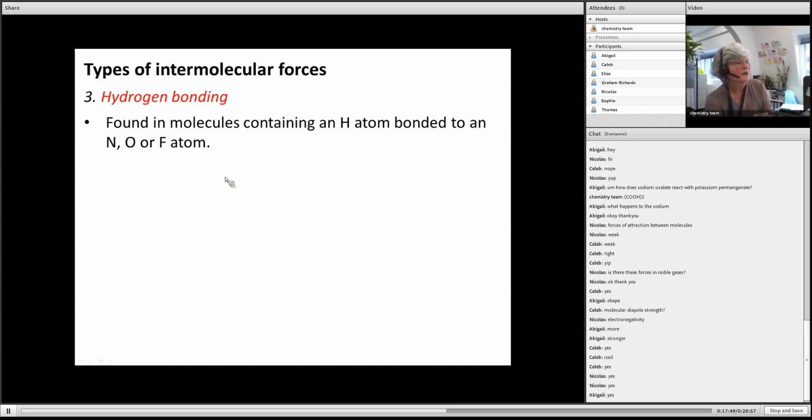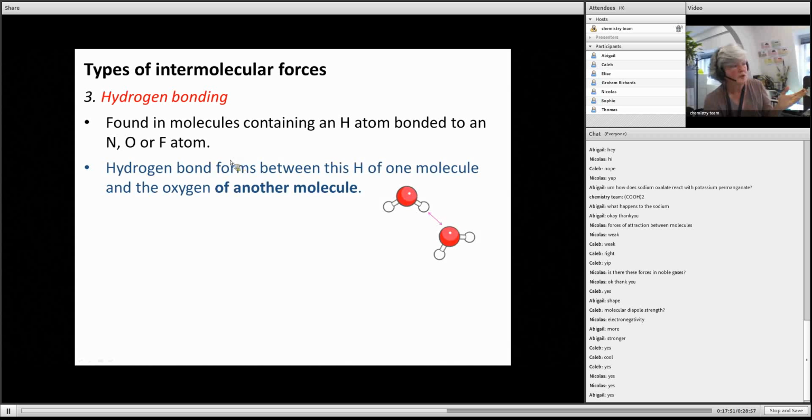Okay, right, so you'll only find it in N, O, and F, and this is a common error when people are trying to describe hydrogen bonding.